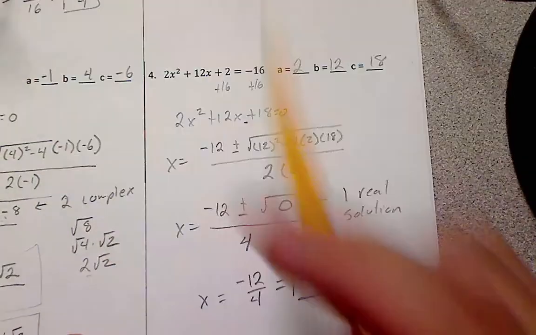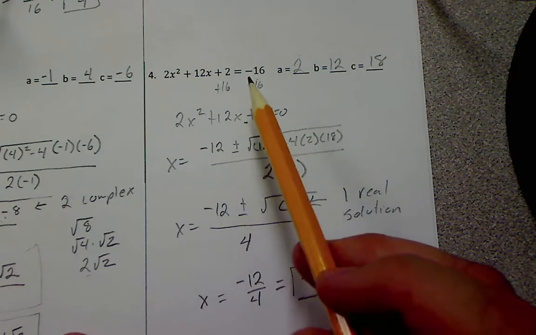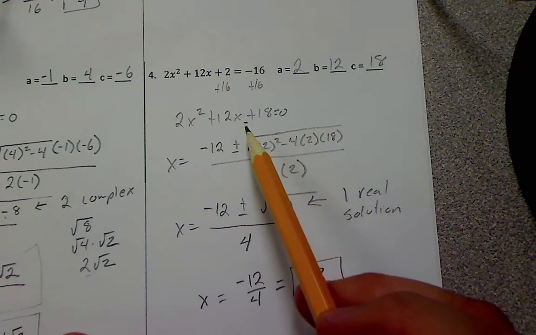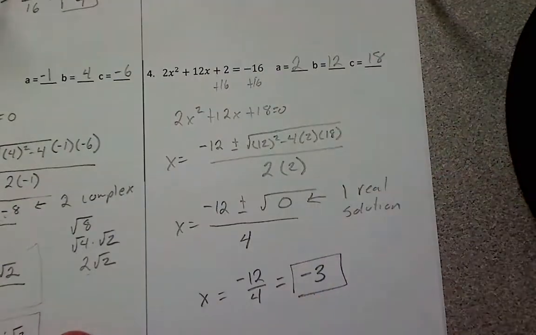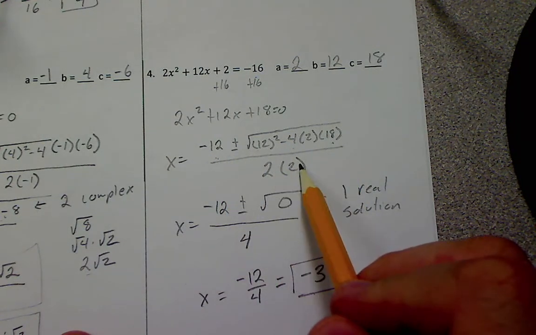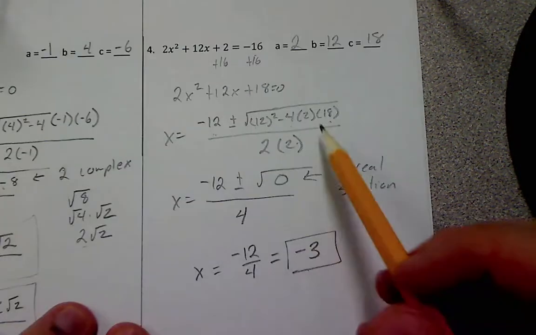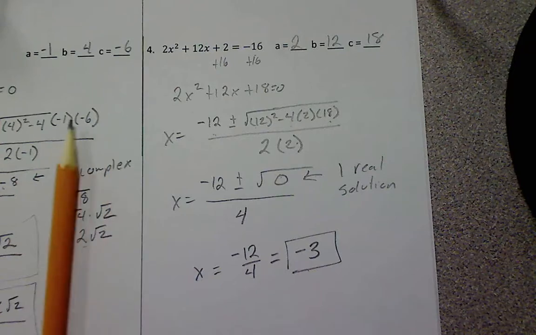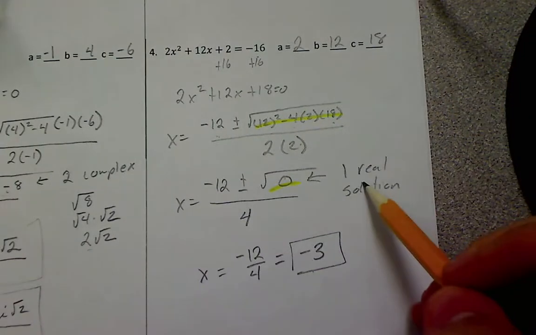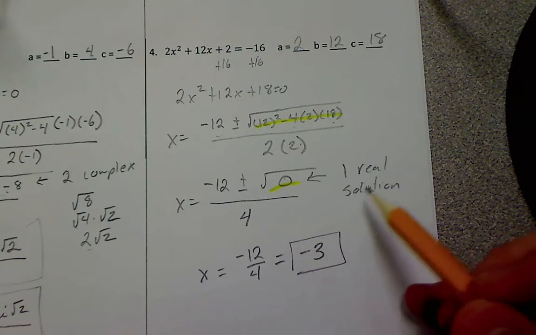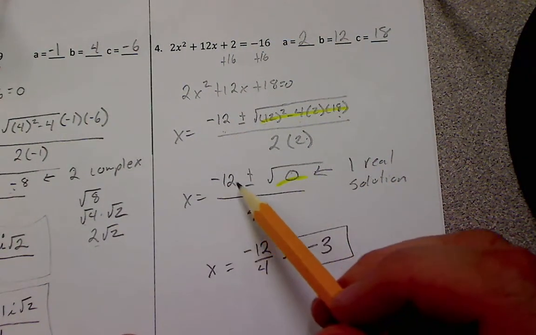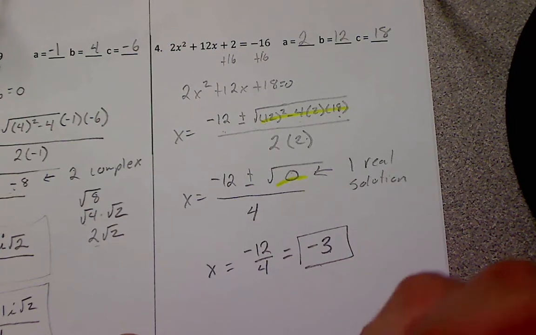Number 4, and again, I've already revealed it. Again, not equal to 0, so I added 16 first. Then there's my setup. That was an accident. There's my equation setup. There's B, 4AC, 2A. I work this part out right here, which is my discriminant value. I get 0. Since I get 0, that means that I only have one real solution to worry about in this case. That means that I'm about to actually find the vertex for this guy. Square root of 0 is 0, which means all I have to work with is -12 over 4, which happens to be -3.